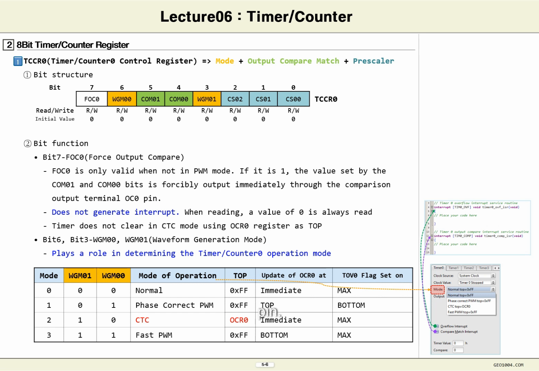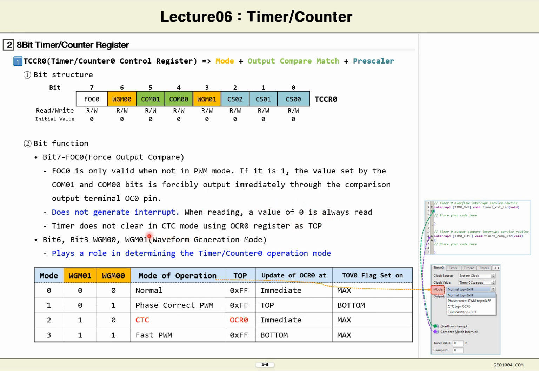the OC0 pin. It will be a bit that has the function of being output immediately. It does not generate an interrupt. When you read it, the value of 0 is always read.